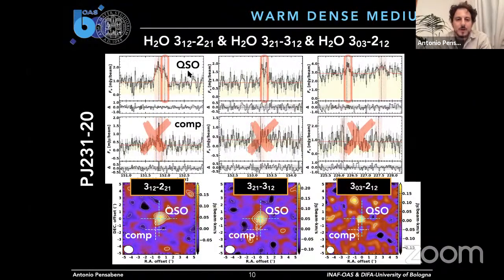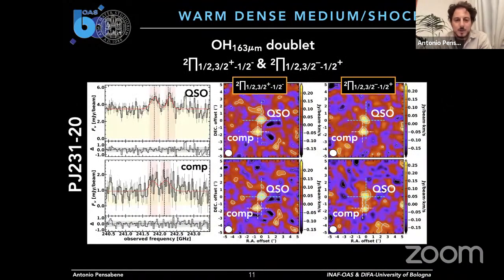Then we also have three H2O line detections that are very interesting because they trace the warm dense phase of the ISM, for which there is very little information at such high redshift. Unfortunately, we don't detect this line in the companion galaxy. And finally, we also have a very nice OH doublet in both the galaxies.